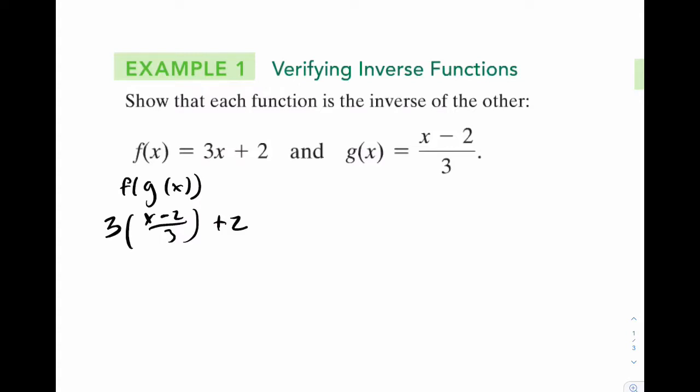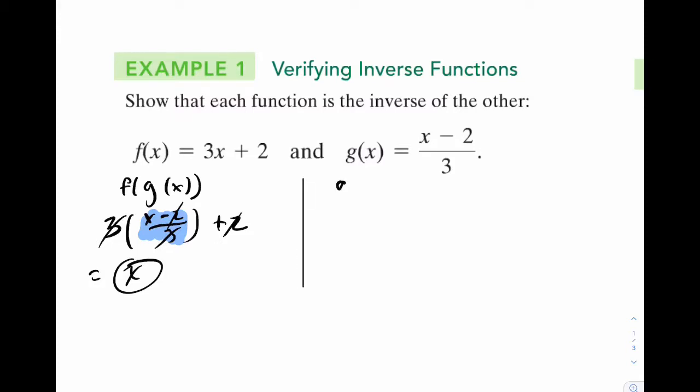Now, if you're wondering how I did that, look at this thing right here. This was the x right here. It simply got replaced with g of x, which is x minus 2 over 3. Now look what happens. The 3's cancel out, the 2's cancel out. You're left with x, which is good, because that means the functions, they basically undid each other.